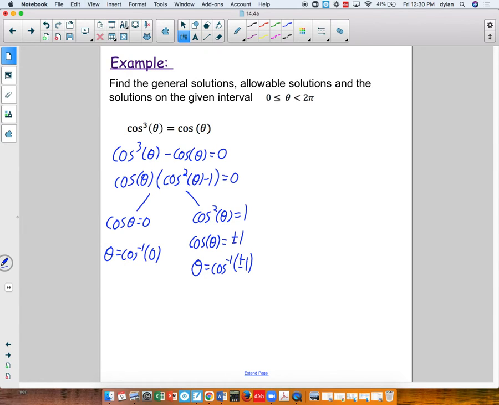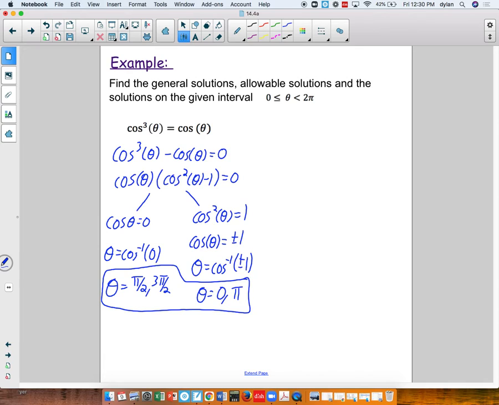I'm going to start with the solutions on the unit circle first. So cosine inverse of 0 occurs in two different angles. So theta could be pi over 2 or 3 pi over 2. And cosine inverse of positive or negative 1 also occurs in two places. Theta can be 0 or pi. Notice that theta can't be 2 pi because 2 pi is not included in our unit circle interval because it would be duplicative with 0. So this right here would be our answer for the solutions on the given interval.